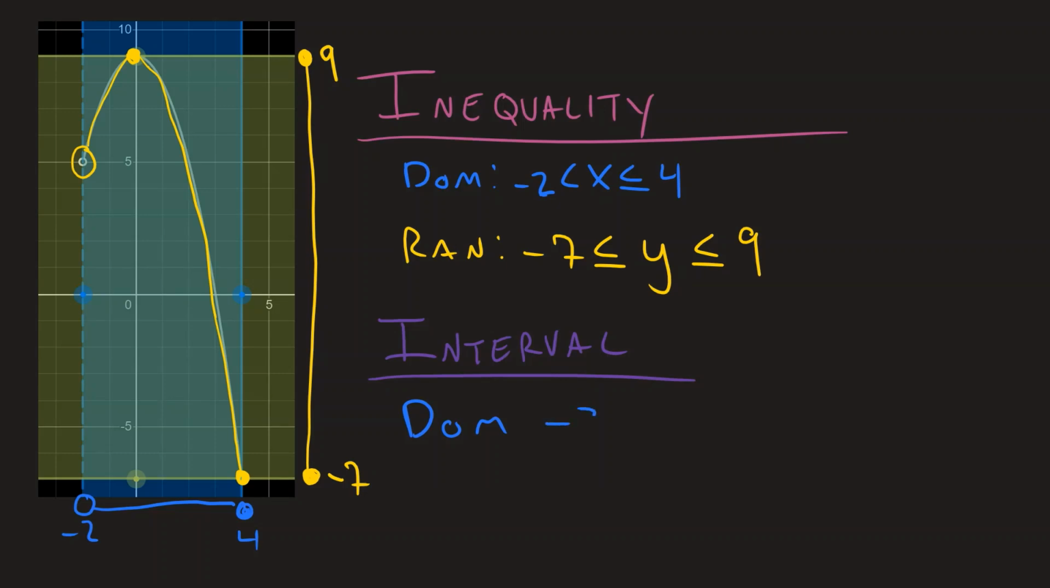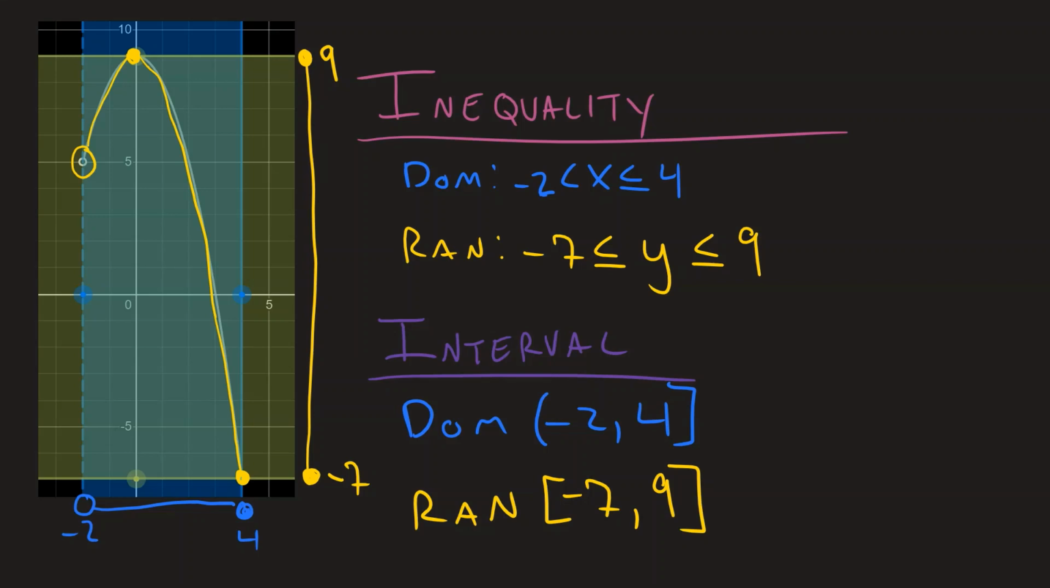We're going to use -2 and 4, our endpoints. Since -2 was not included, we'll use parentheses. 4 was included, so we'll use a bracket. For our range, both of these points are included, so we're going to use brackets for both. -7, our bottommost point, and 9, the topmost point. Remember, from bottom to the top for range, left to right for the domain.